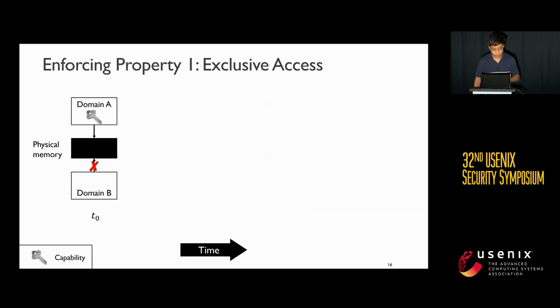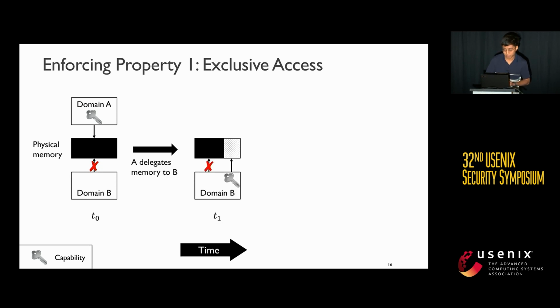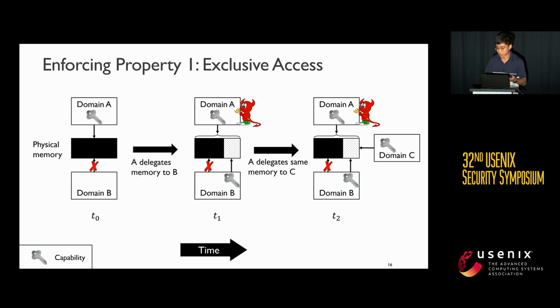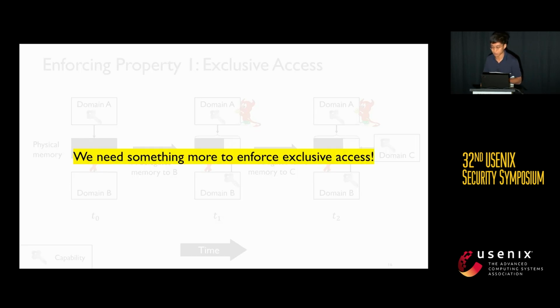So if you look at how to enforce this first property, we find that initially domain A will have a capability that grants it access to the physical memory. After A delegates memory to B, B also gets a corresponding capability that grants it access to the delegated memory. However, nothing actually prevents a malicious domain A from holding the original capability that also grants it access to the delegated memory. And in fact, domain A can even just delegate the same memory to more domains by simply passing more copies of the same capability. Therefore, it's clear that we actually need something more than just architectural capabilities to enforce exclusive access.